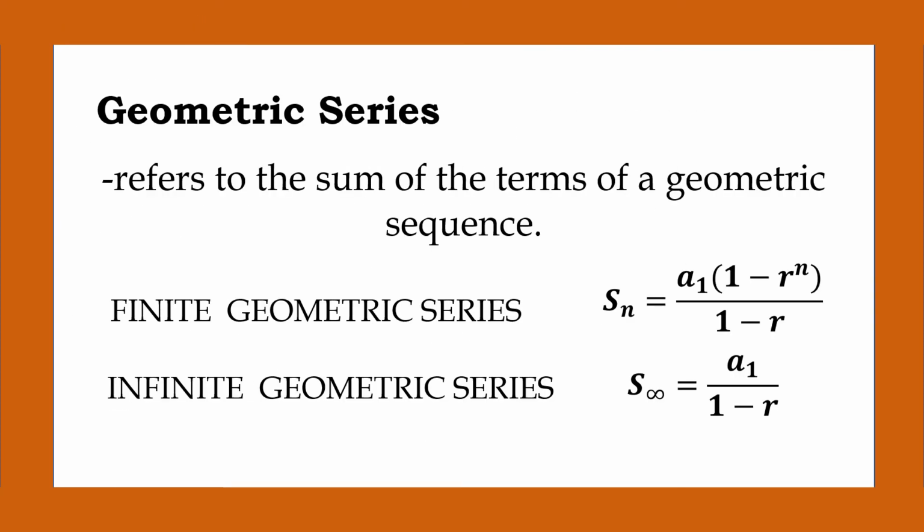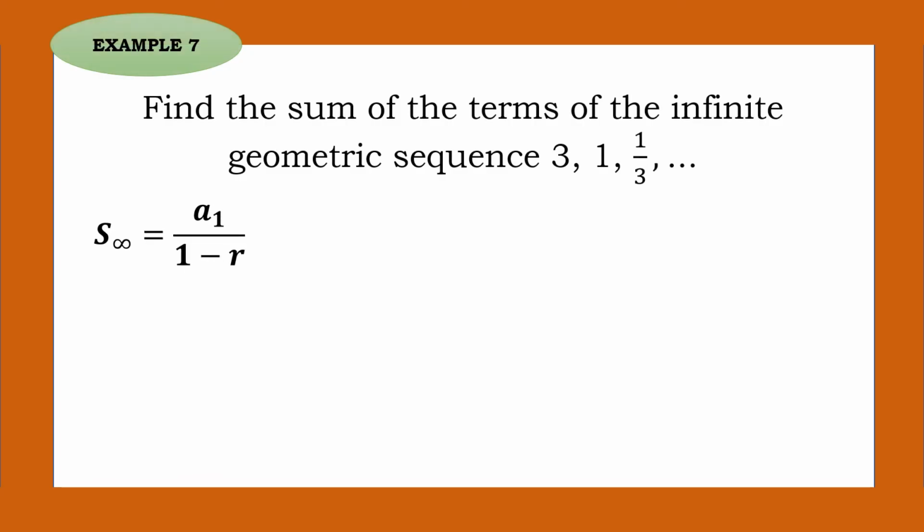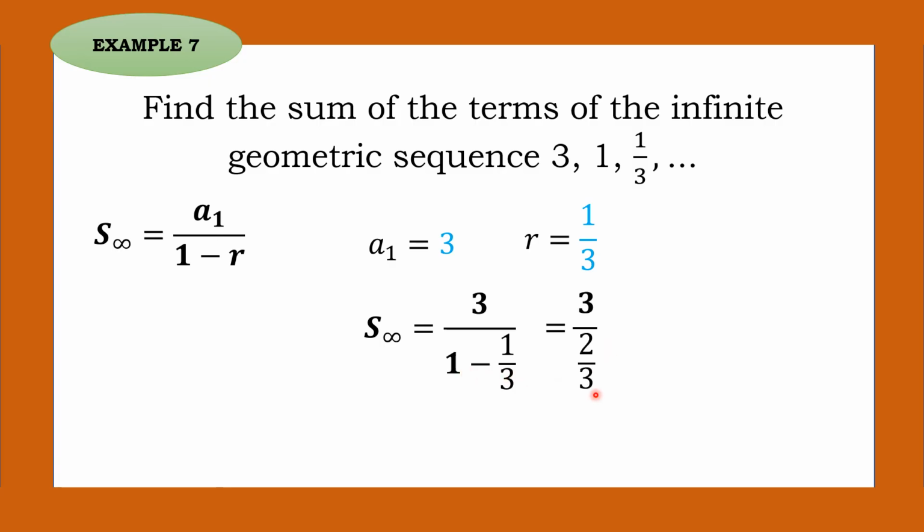Now let us try solving some examples of infinite geometric series. For example number 7, find the sum of the terms of the infinite geometric sequence 3, 1, 1/3, and so on. In this case, we identify the first term, which is 3, and the common ratio, which is 1/3. Simply substitute these values to the formula. We have S sub infinity is equal to 3 over 1 minus 1/3. So we simplify 1 minus 1/3, and that will give us 2 over 3.